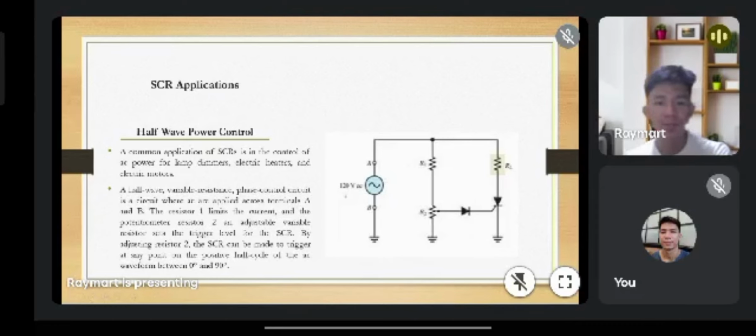resistor 2, an adjustable variable resistor, sets the trigger level for the SCR. By adjusting resistor 2, the SCR can be made to trigger at any point on the positive half cycle of the AC waveform between 0 and 90 degrees.